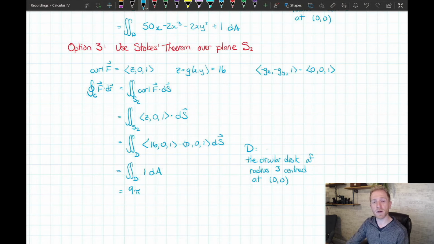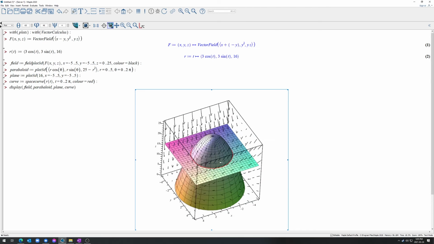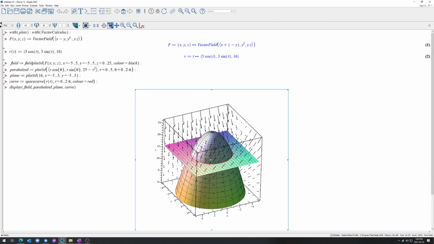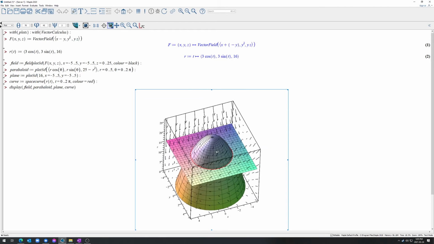Now, we could have probably used any one of these integrals and been able to calculate the result by hand. It's just that some of them would have taken more work than others. So why don't we check and see that they all come out with the same result, 9 pi, by going to Maple and letting it do most of the work. So here again, I've got that surface, and you can see the paraboloid, I've got the plane, I've got my vector field, and I've got the curve of intersection there.